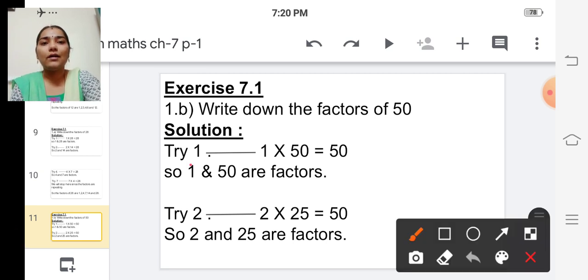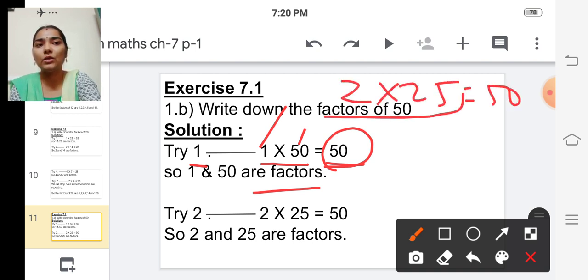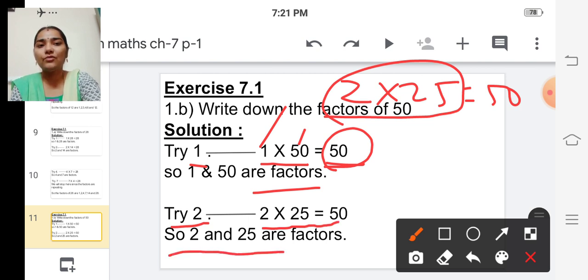So if we try 1, then 1 50s are 50. So 1 and 50 are the factors. Then will 50 come in the second table? Yes, because 2 25s are 50. So 2 and 25 are factors.